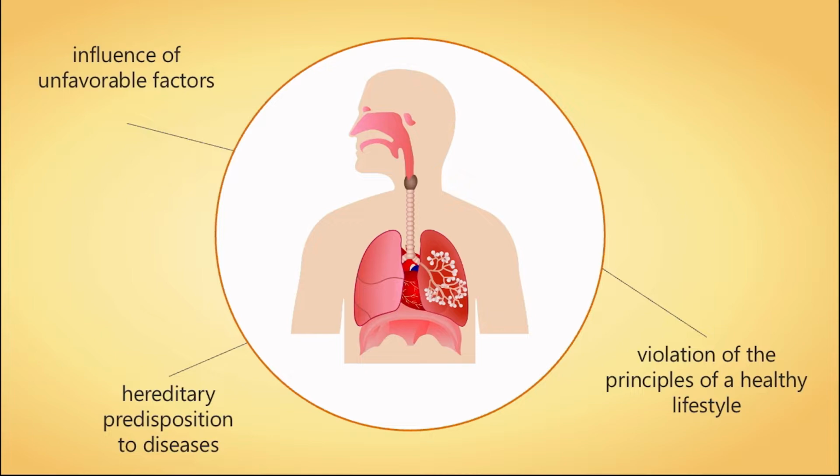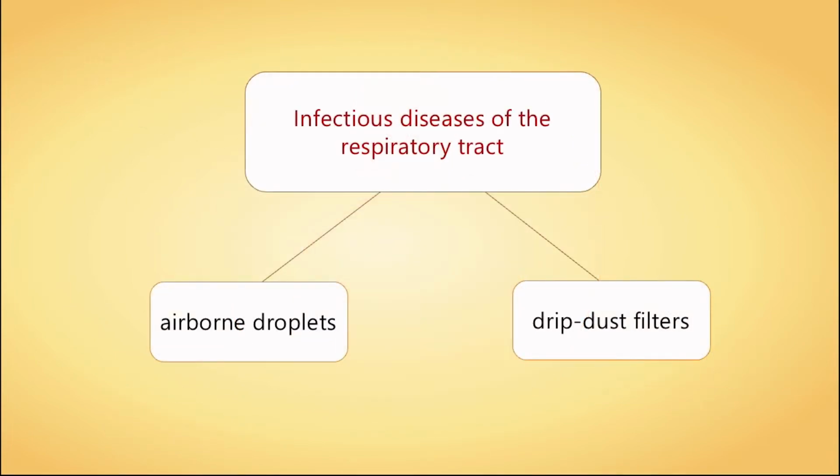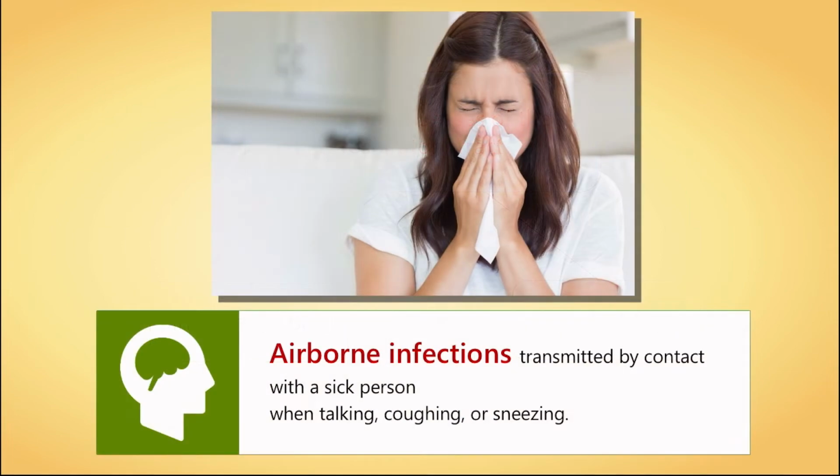Infectious diseases of the respiratory tract are divided into airborne and droplet-dust. Airborne infections are transmitted by contact with a sick person while talking, coughing, or sneezing. Droplet-dust infections are transmitted by contact with objects that the patient has used.